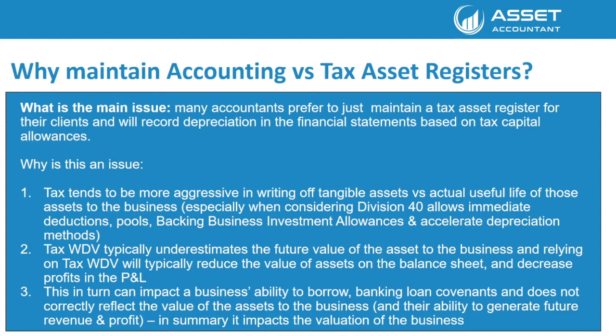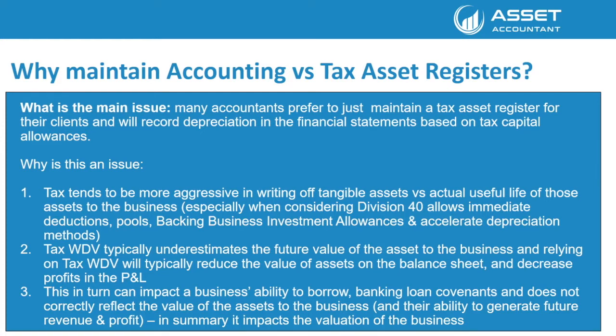Why is this an issue? Well, firstly, tax tends to be a lot more aggressive in writing off tangible assets than the actual useful life of those assets to the business. This is particularly true when you consider Division 40 and the way that it allows immediate deductions, pooling of assets, and the recent introduction of backing business investment allowances and the accelerated depreciation methods.